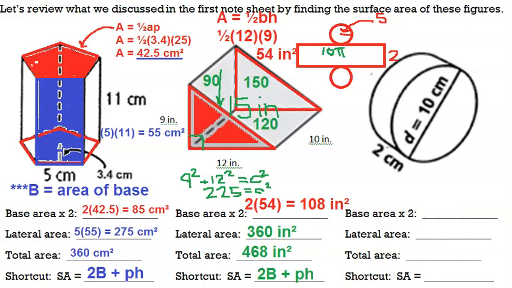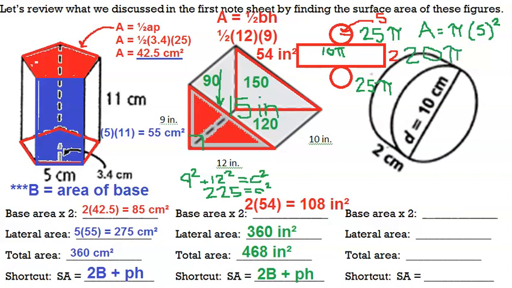Now, the base area times 2, the base is the circle. Area of a circle is pi r squared. So if we're going to do pi times 5 squared, and I'm just going to leave it in terms of pi. I think that's going to be the easiest way to go. 25 times pi, I'm just going to put 25 pi. And then I'm going to put 25 pi again. And then this rectangle is 10 pi times 2. 10 times 2 is 20.